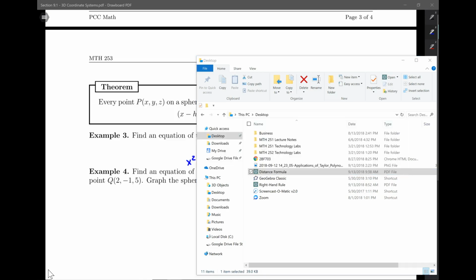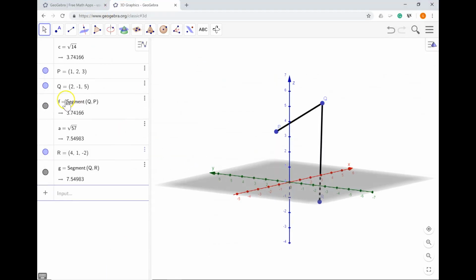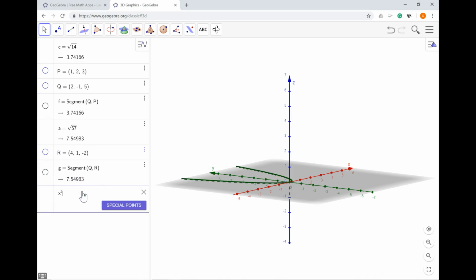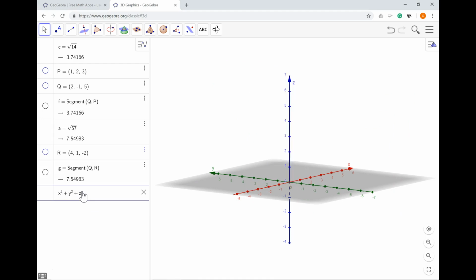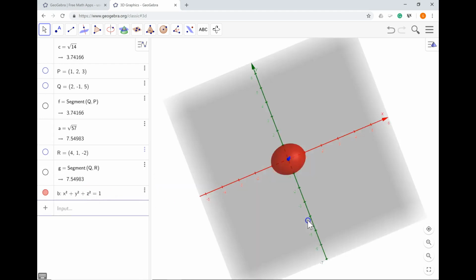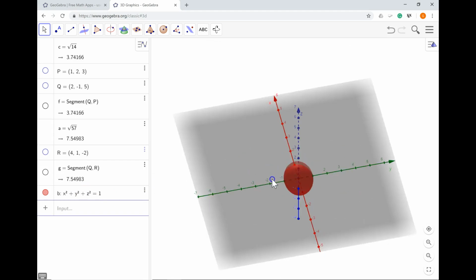Let's double check in GeoGebra. If you don't want to delete things and you think you might use them later, you can use these buttons to just hide them. So, x squared plus y squared. Notice you see some cool things as you go because it graphs as you go, so feel free to play around with it a little bit. Equals 1, and there we go, we've got our nice unit sphere.